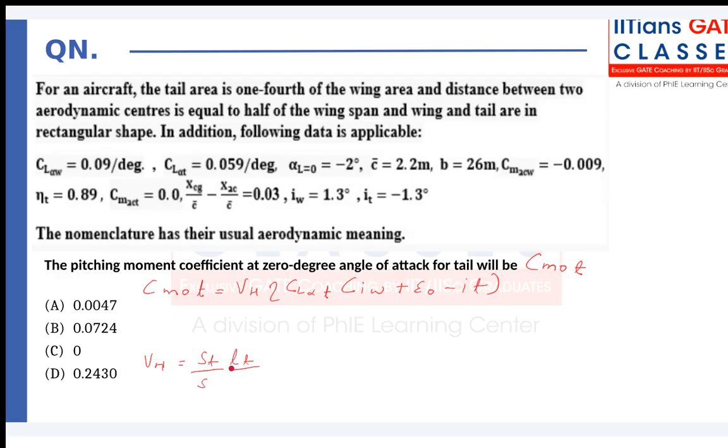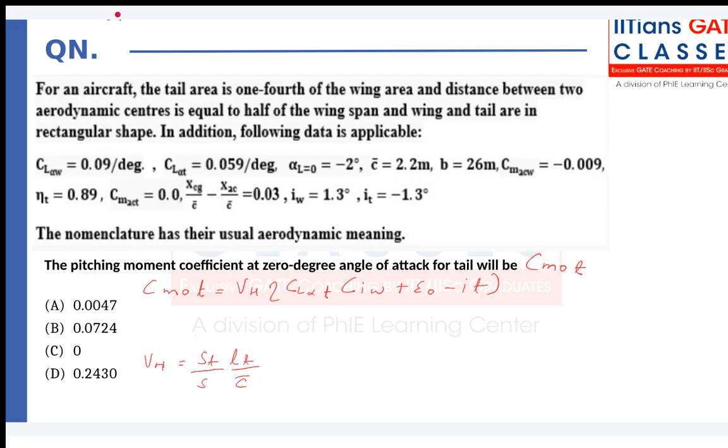Now this is similar to the GATE question where LT is not given to you. They've given you the distance between the two aerodynamic centers. But in this question, they have also given you the distance between CG and AC. So you can ideally find out LT. So let's try doing that, though I'm not sure if we'll have place here.